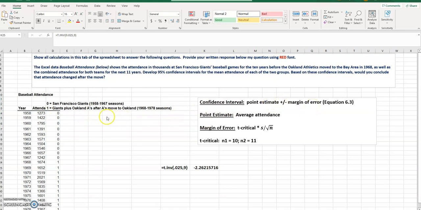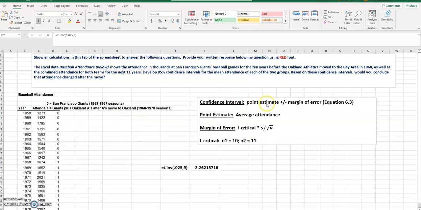In this case, since we're dealing with sample means from each year, mean attendance, the equation I'm using here is equation 6.3 in chapter 6. What you'll see in there is a couple things. Number one, we're estimating a population mean, and we do not have the population standard deviation. So that's going to invoke the use of the t distribution versus the z distribution, and a slightly modified computation of the standard error of the mean, based on the fact that we only have the sample standard deviation.